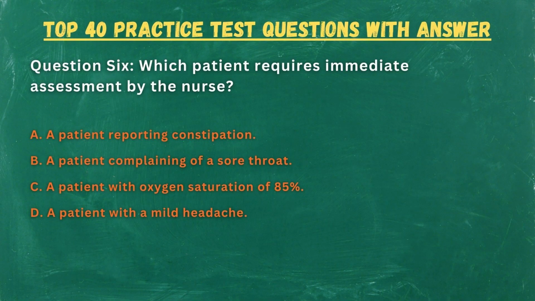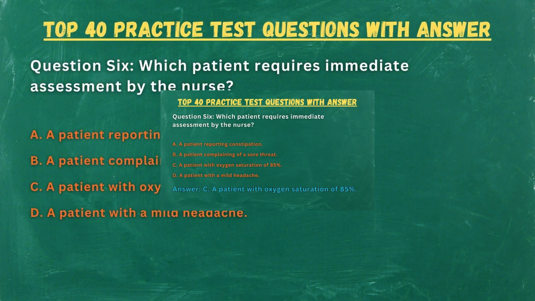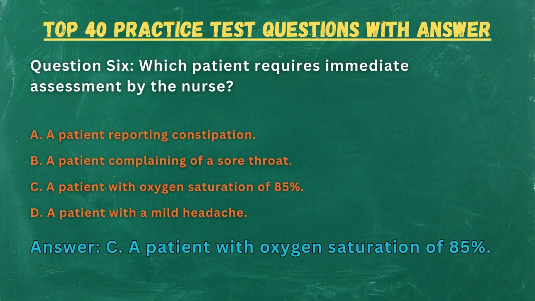Question 6. Which patient requires immediate assessment by the nurse? A. A patient reporting constipation. B. A patient complaining of a sore throat. C. A patient with oxygen saturation of 85%. D. A patient with a mild headache. Answer. C. A patient with oxygen saturation of 85%.